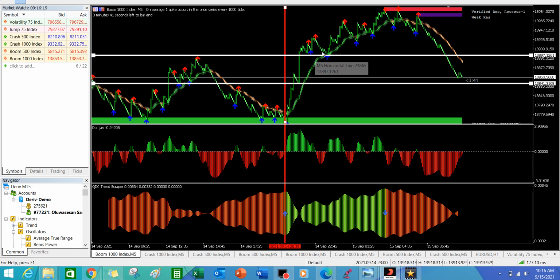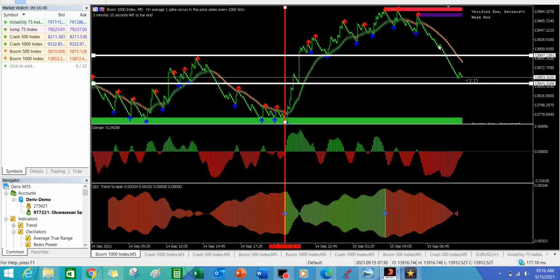Check out here, the spikes happen around here, but when it turned down to downtrend, it didn't happen. It broke it and went straight down. Check out here too, it went straight down. So that shows that in downtrend, for boom, we have lesser amount of spikes happening around there, but in uptrend we have more spikes happening around there.